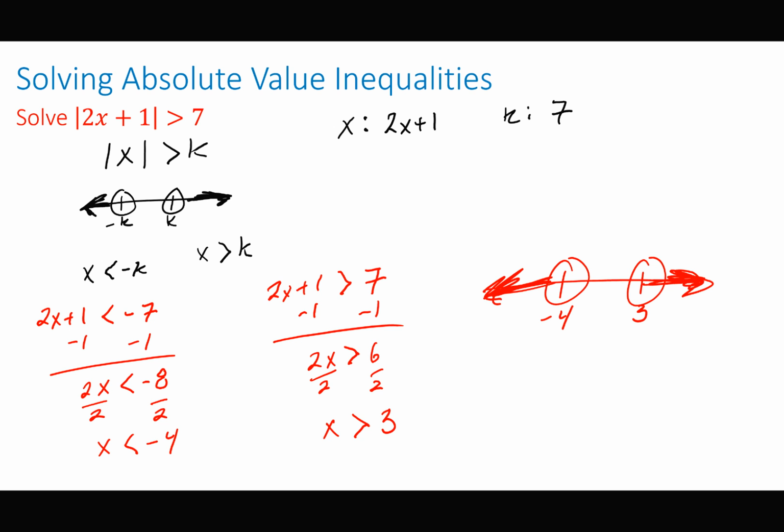As an inequality, or not even, let's do it in interval notation. This is saying negative infinity all the way to negative 4 with parentheses around each, because we're not going to include the negative 4, union with 3 to infinity.